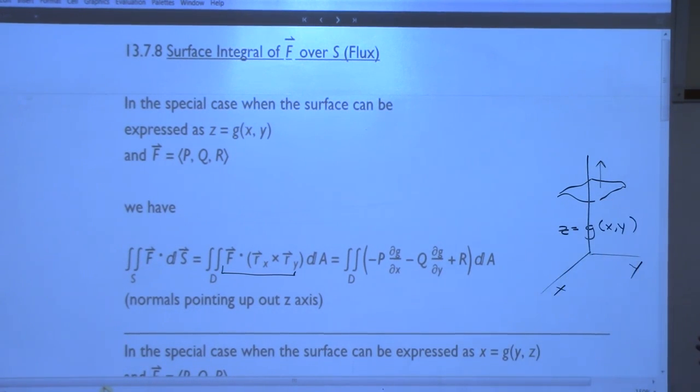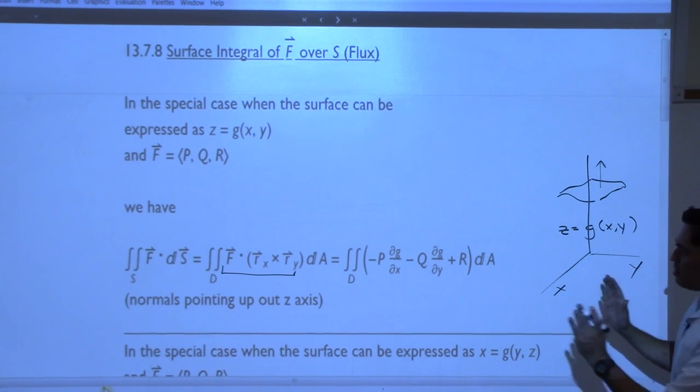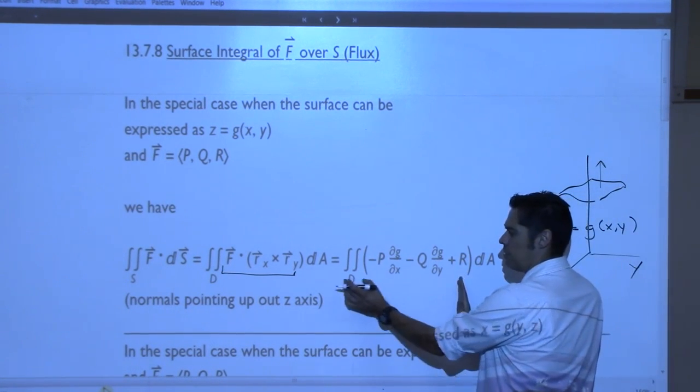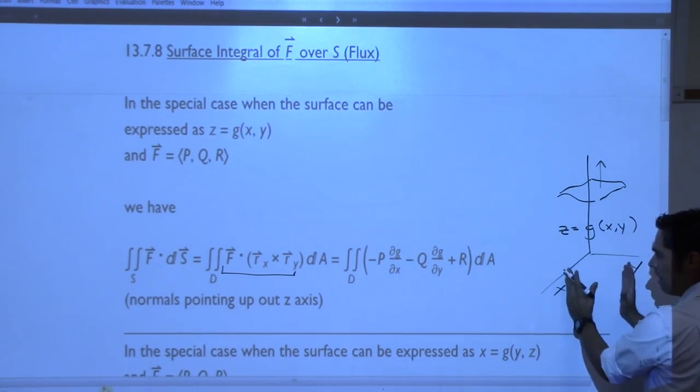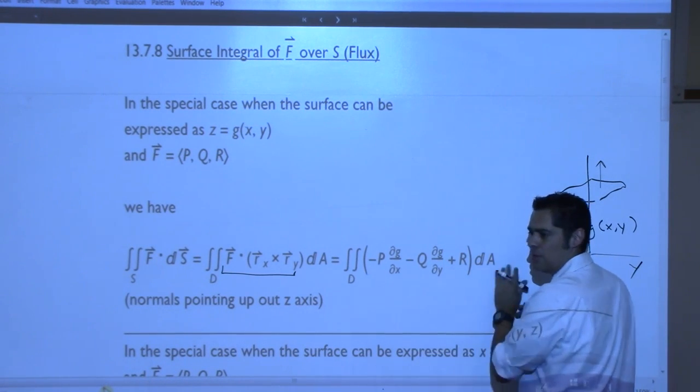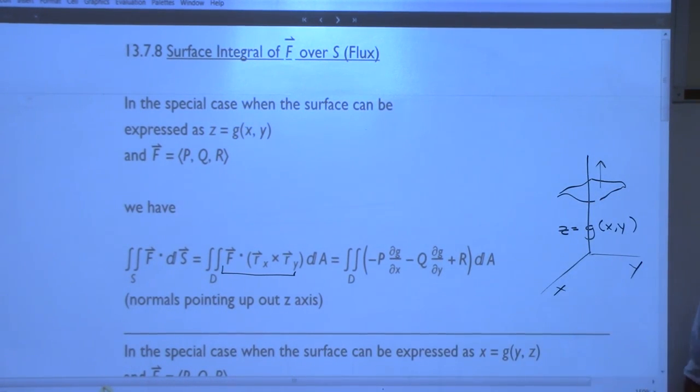So let's back up and try to figure out what this is saying. If we're trying to find the flux through a surface, and we're looking at the normal vectors as pointing upward, and our surface is a function of x and y, then this is all we have to do. The double integral over the region D, which would be the shadow on the ground, of this computation with respect to area. And we're done.